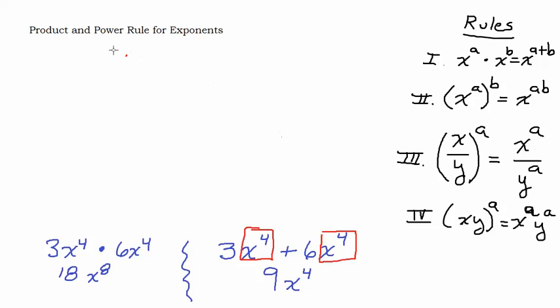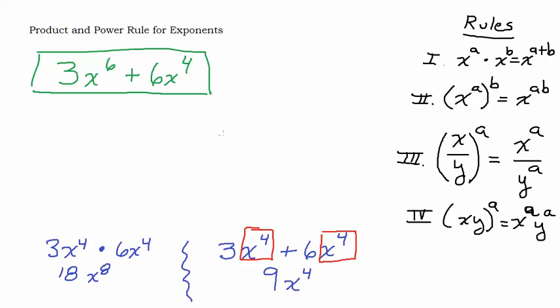Similarly, if the exponents are different, remember you can't add like terms. So if you had something like 3x to the 6th plus 6x to the 4th, and your direction said simplify, you'd be like, great, because I can't simplify that. I don't have any work to do. You cannot add those terms together because they are not like terms. In order to add terms together, this part needs to be exactly the same.